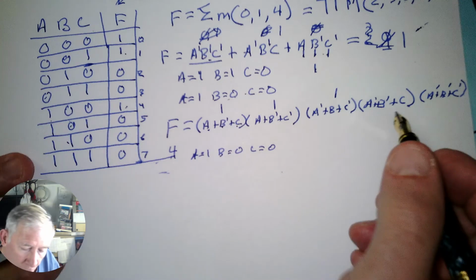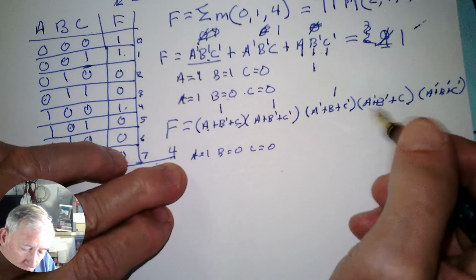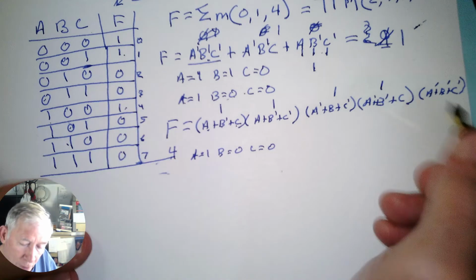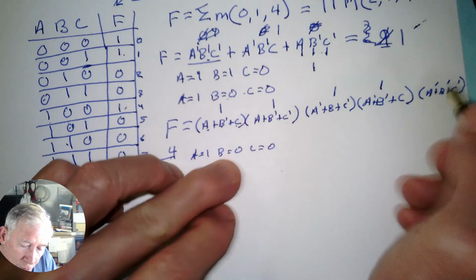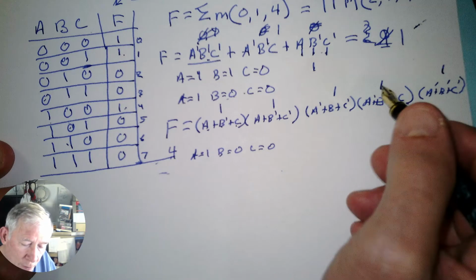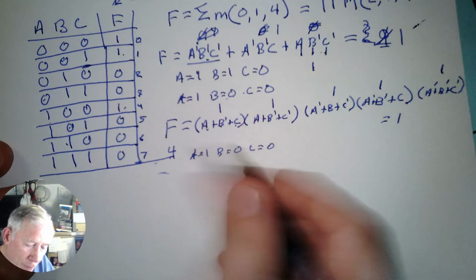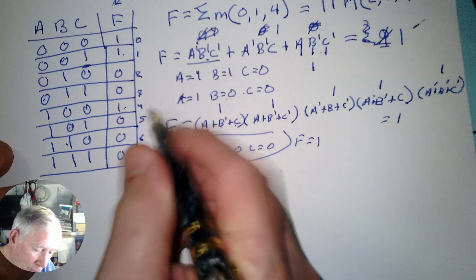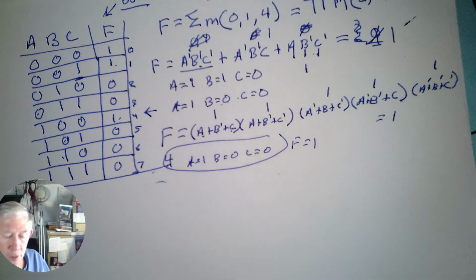And then here we have A prime, B prime plus C. So A is a 1, that doesn't help us. B is a 0, so now B prime would be a 1. So that is a 1. And then here we have A prime, B prime, C prime. And B is a 0, so that would be a 1. C is a 0, so that would be a 1. So this is a 1. So now we have 1 times 1 times 1 times 1 times 1. F equals a 1. And that's what we desired for row 4. Remember, row 4, F is supposed to be equal to 1, right here. So that's correct. So now we know that it works.